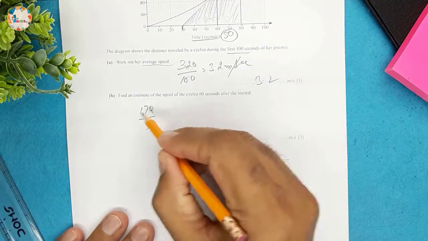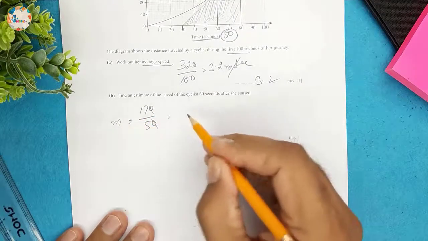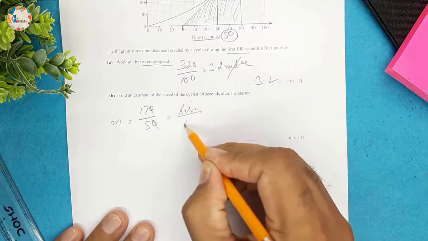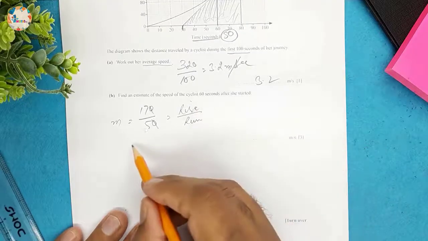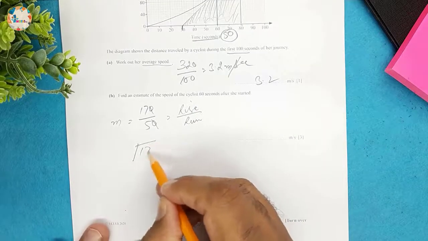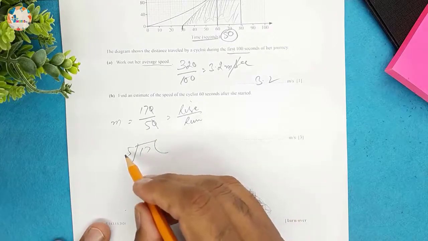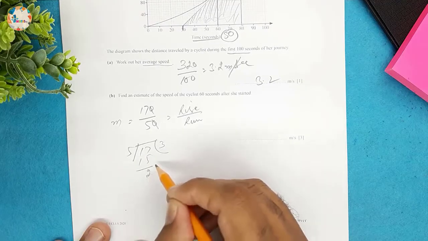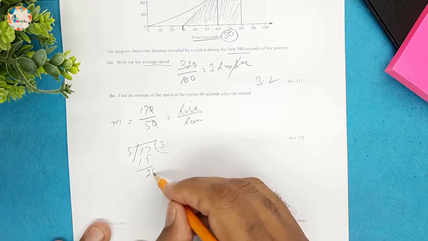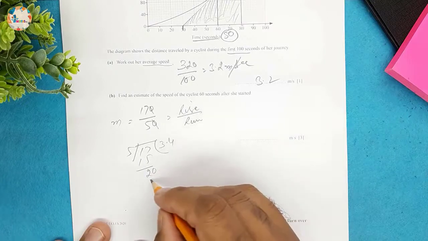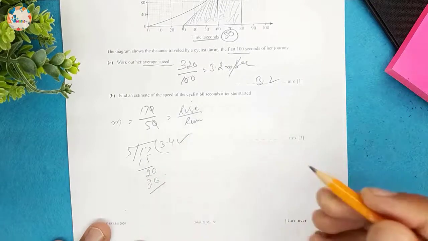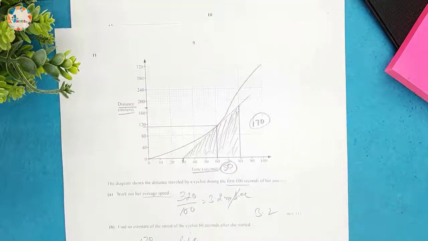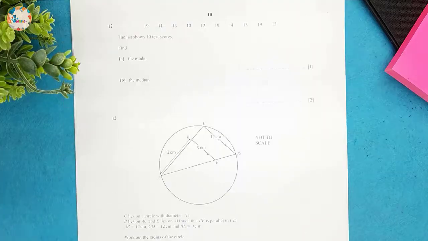We can cancel the zeros, and this will be the gradient, which is rise over run. 17 divided by 5: 5 threes are 15 and 2 remaining, so it will be 3.4. So 3.4 meters per second will be the speed. So we found it by the gradient method.